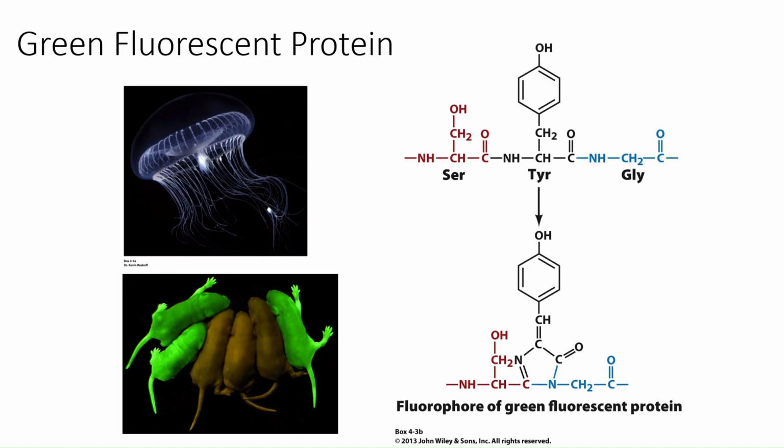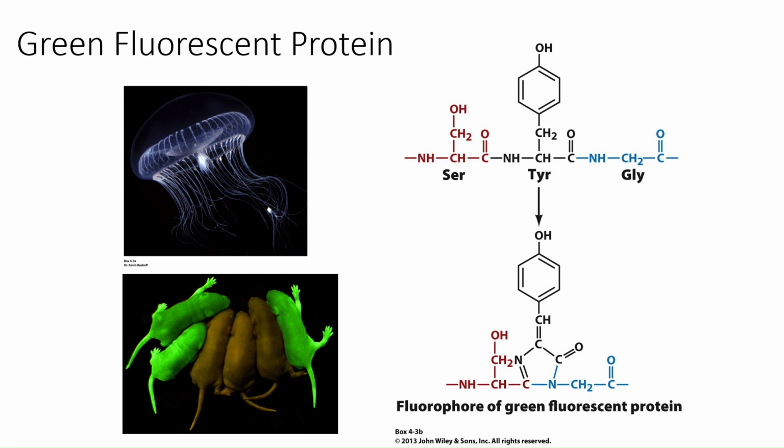And the last sort of biologically interesting function of amino acids I want to mention is in green fluorescent protein. So green fluorescent protein was originally found in jellyfish. It's an aspect of bioluminescence. It helps them glow in certain conditions.